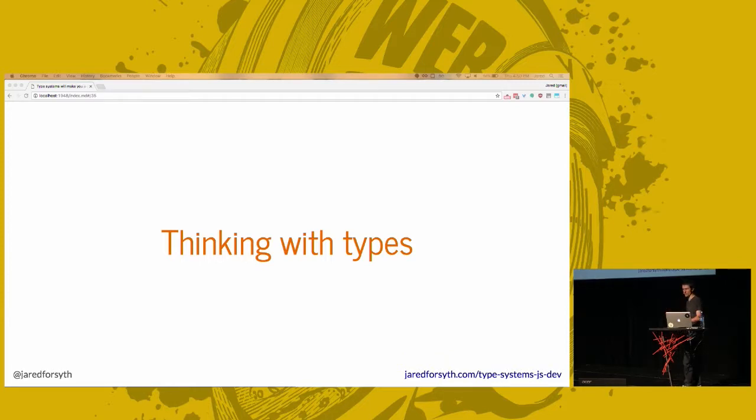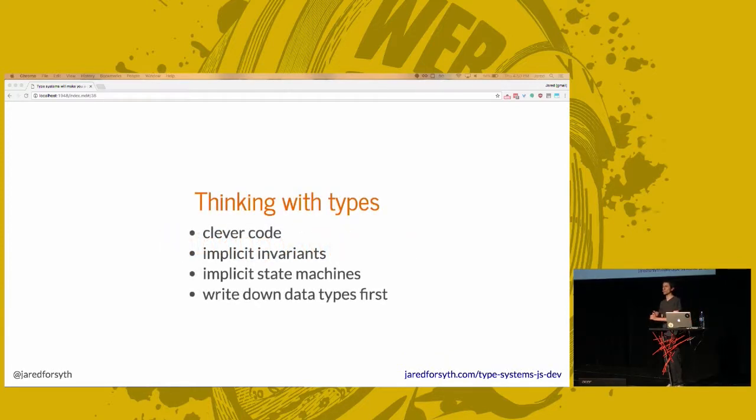So that's what I'm talking about here. I'll start out by talking about clever code, and then implicit invariants and implicit state machines, which are very related, and then how writing down data types can improve your code quality.